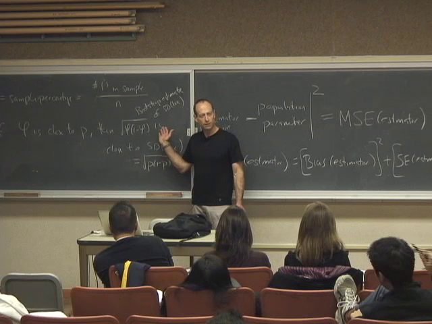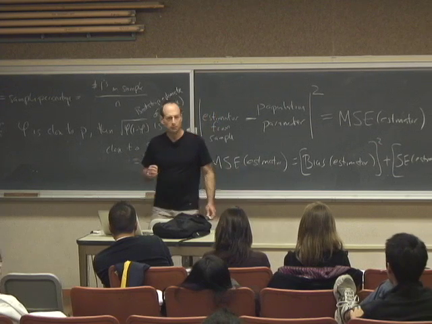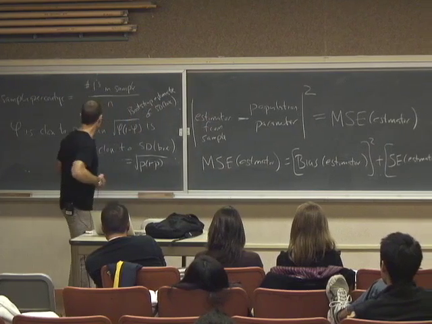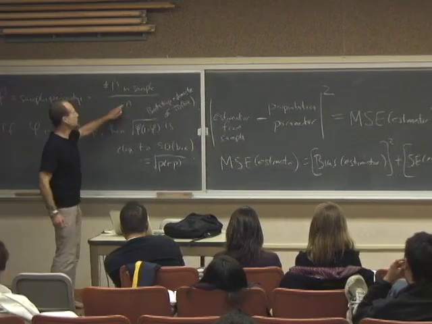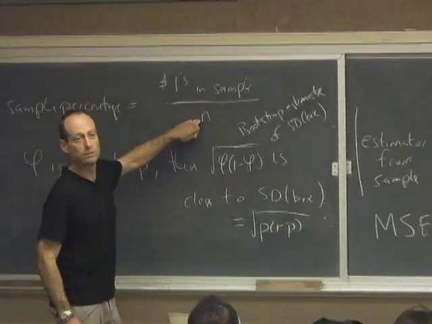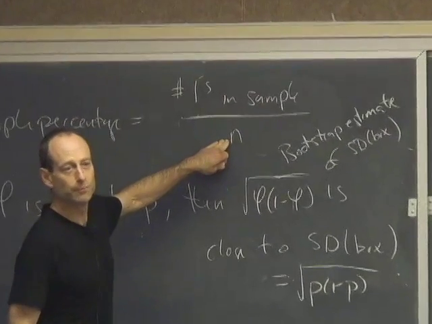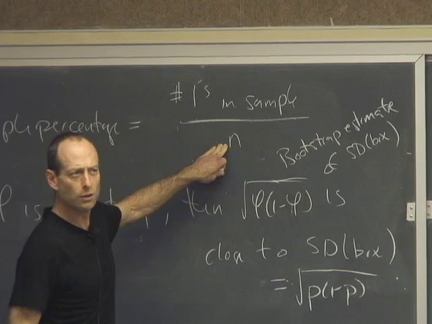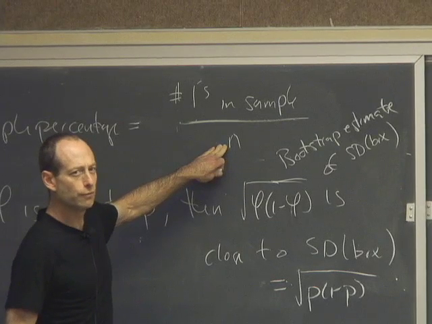Is this all right with everybody? Little n is the sample size, right? This is the sample percentage, so it's how many ones there are in the sample divided by how many things you looked at. So far, so good?